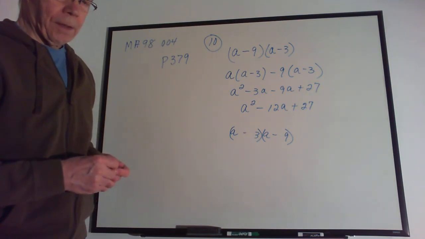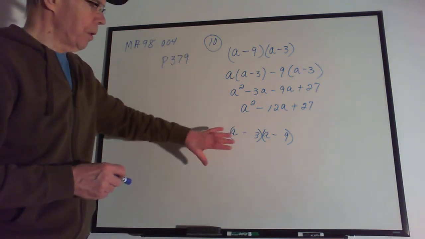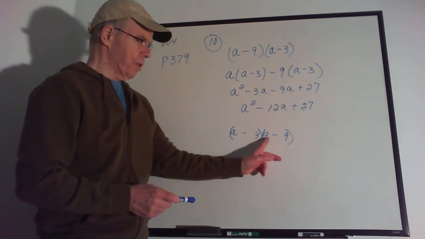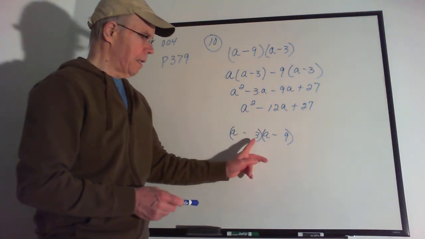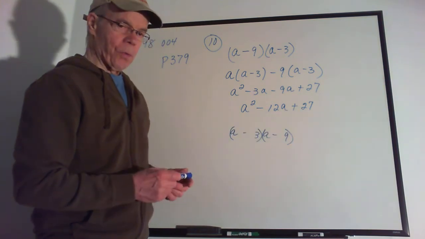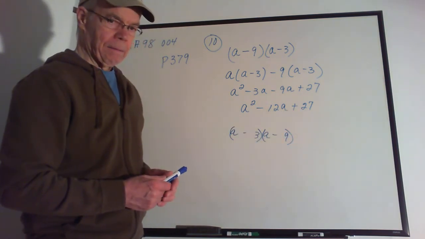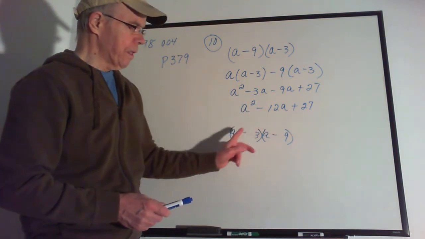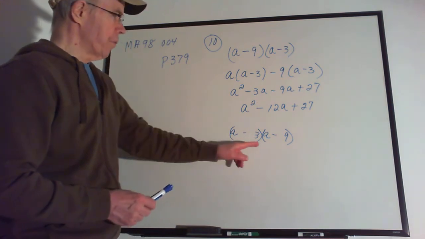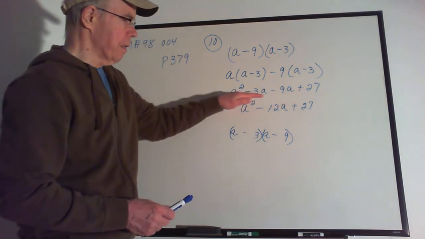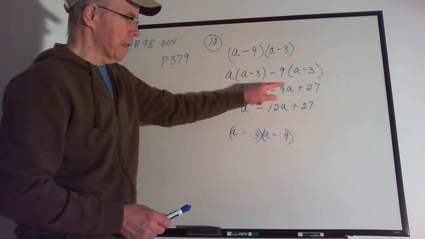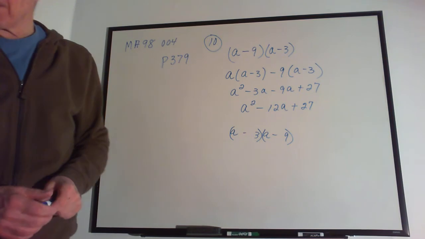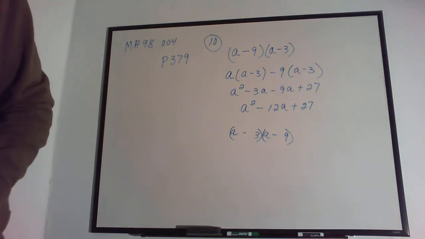Practice makes perfect on these. So take this problem, do it over a few times until you get comfortable with it. Remember, this first term times this first term has to give you the a squared. This term times this term has to give you the 27 and that sign. It's a plus, that is a minus sign, so it tells me both of these are going to be minus. If you multiply them back out, you get this here, negative 3a minus 9a gives me minus 12a. Try number 12.